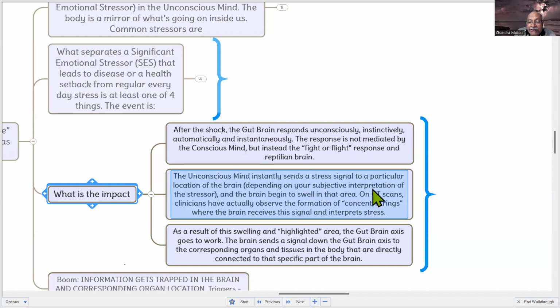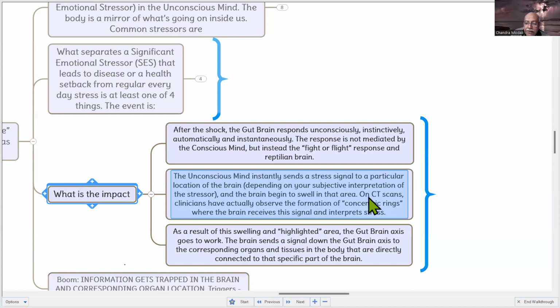Depending on your subjective interpretation of the stressor, that means your awareness, your wisdom level, ECW, all three are playing a role there. So that signal goes to the brain, and the brain begins to swell in that area because when there is more energy getting pumped there, it has expanded slightly. It's a very natural thing, and it is tuned to that mostly.